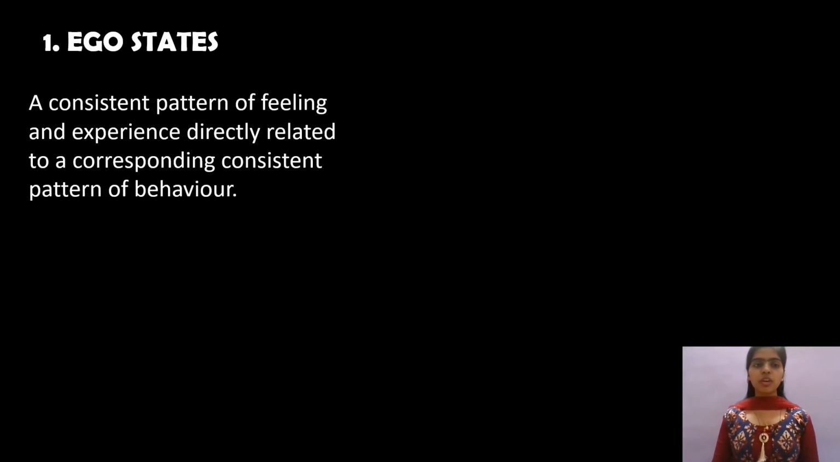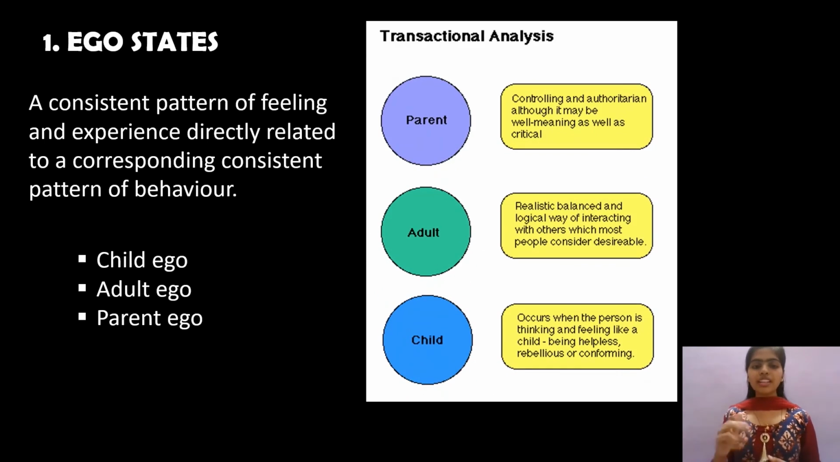The first one is the ego state. The ego state does a correlation between the pattern of feelings and the corresponding behavior. So a consistent pattern of feeling and experience is directly related to a corresponding consistent pattern of behavior. I feel something, and the way I respond or react because of what I feel is what is called my behavior. A relationship between that is what is explained by these ego states. We'll see what all the ego states are.